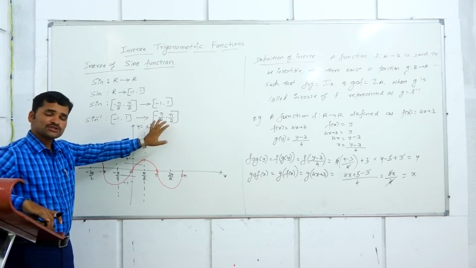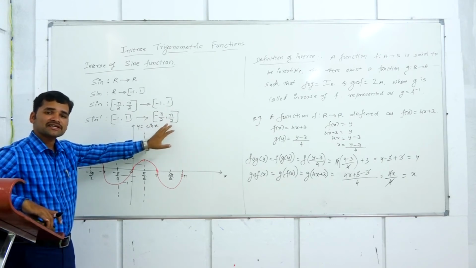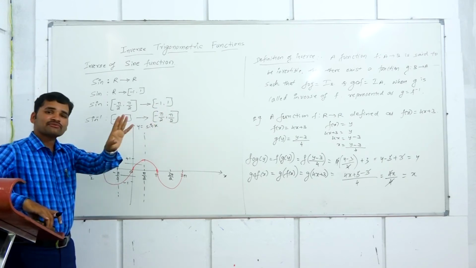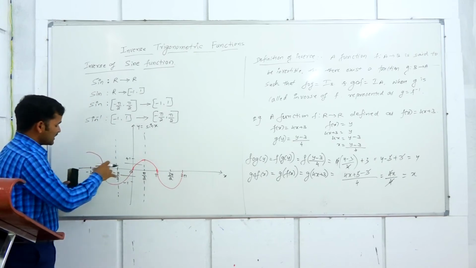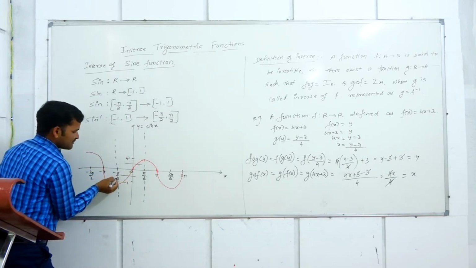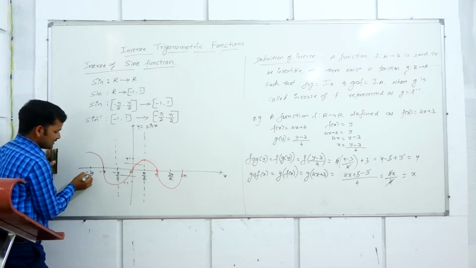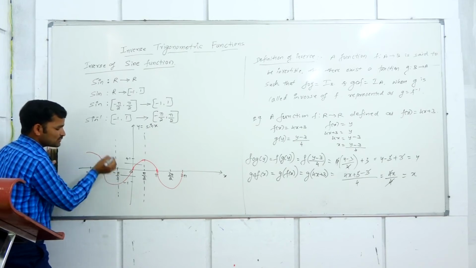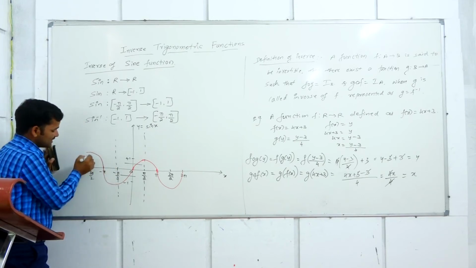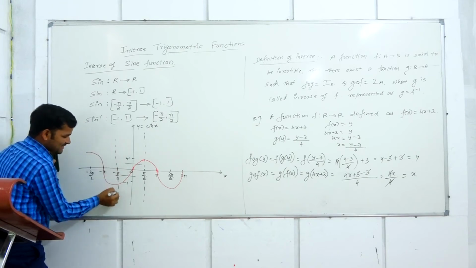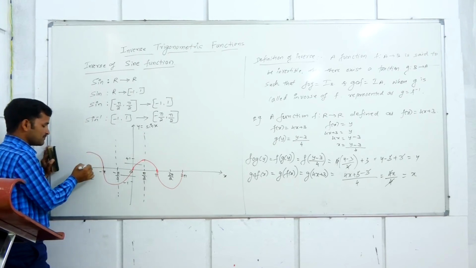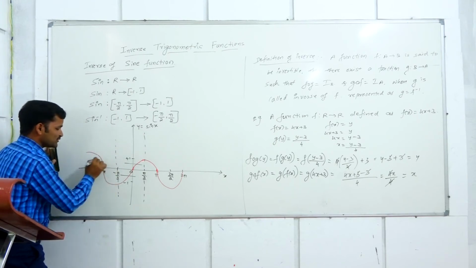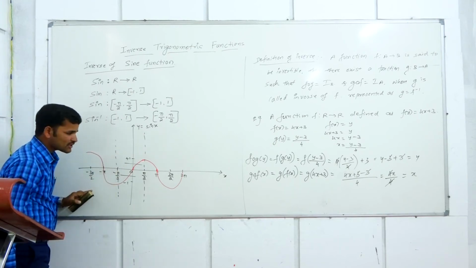Now one more thing: is this the fixed range? No, it will not be the fixed range. You can take any range such that the given function becomes 1-1. How? Instead of choosing from minus pi by 2 to plus pi by 2, you can choose from minus 3 pi by 2 to minus pi by 2 also; the given function becomes 1-1.